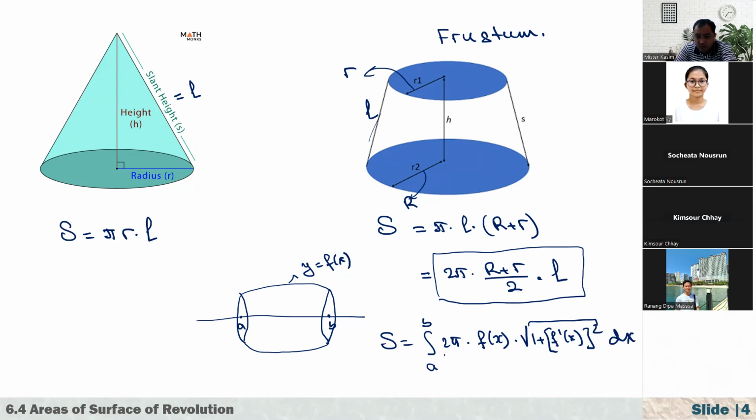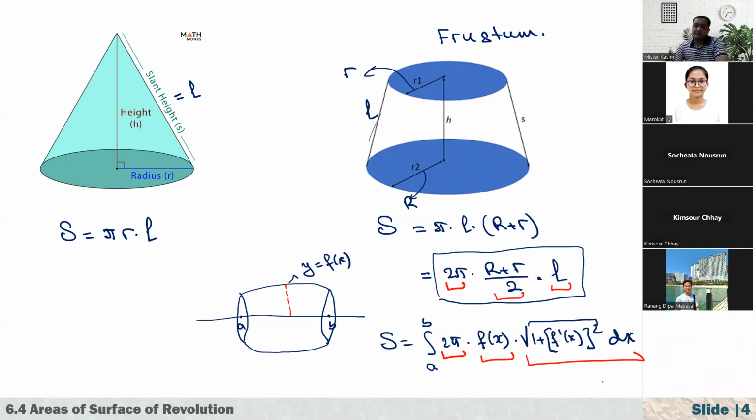Let's see here, this one is our 2 pi. That is our 2 pi, and that is the average height, f of x. And how about this L? L is this part, that's our L.